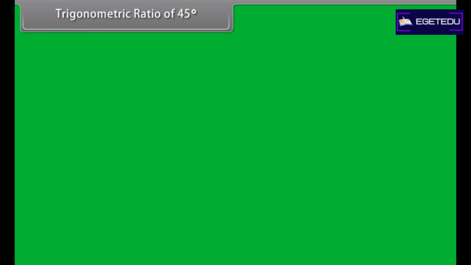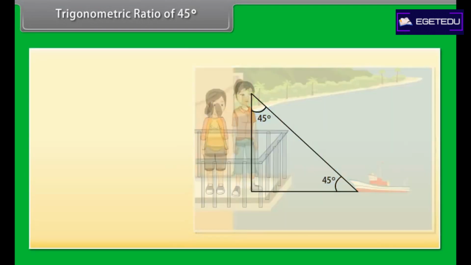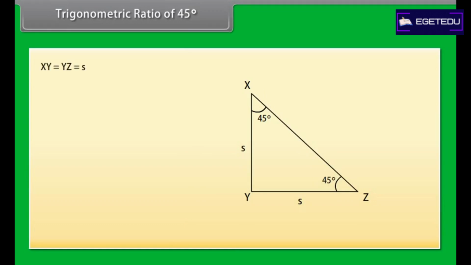Cos 60 degrees is equal to YT upon XY equals 1/2 s upon s equals 1/2. Tan 60 degrees is equal to XT upon YT equals square root 3/2 s upon 1/2 s equals square root 3.